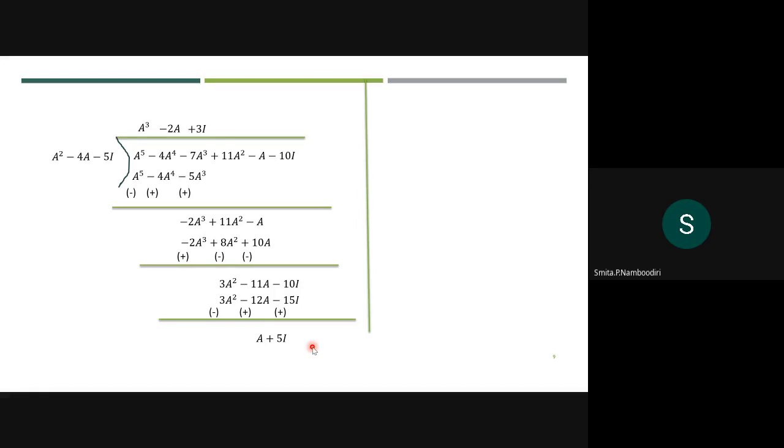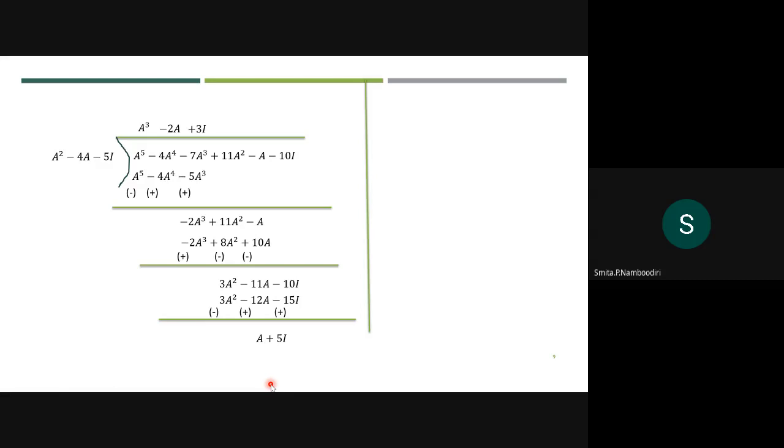So remainder is a plus 5I. Now we cannot further divide because here it is a square and we have got a degree less than that. So we cannot divide further. Now again writing this equation is equal to this into this plus the remainder. Dividend is equal to divisor into quotient plus remainder. वो लिखने के बाद a plus 5I की वैल्यू निकालनी पड़ेगी.